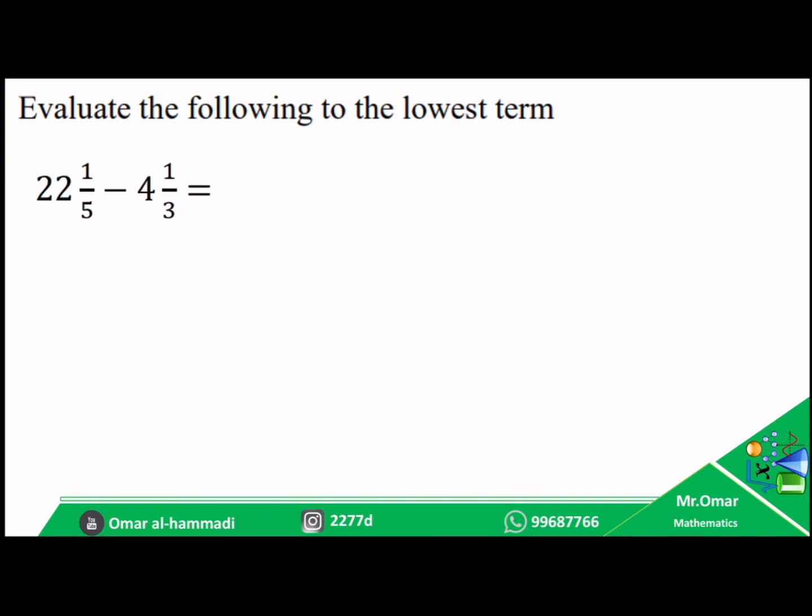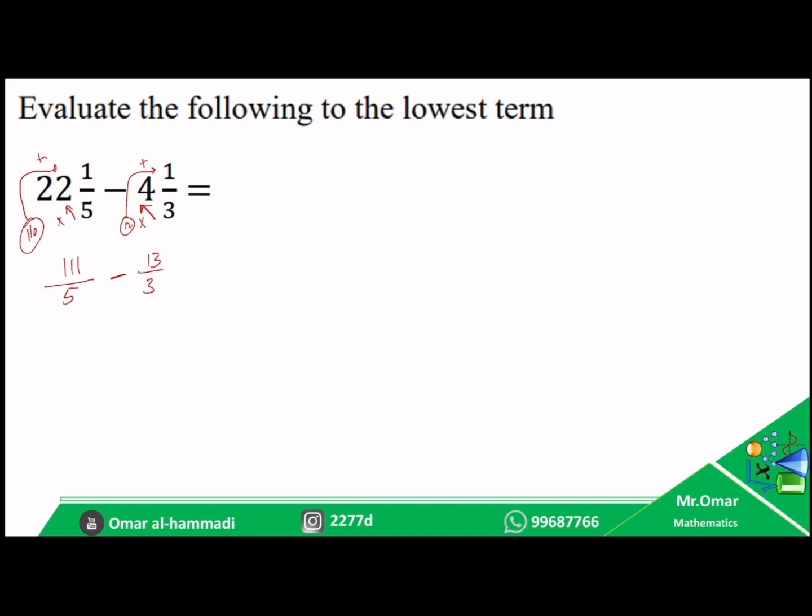Here we have another example for the subtraction. So we'll do the same things. First of all, we have to multiply 5 multiplied by 22, which will give us 110. And then 110 plus 1 gives us 111 divided by 5, minus 3 multiplied by 4 is 12. And then 12 plus 1 will give us 13 divided by 3. Great.